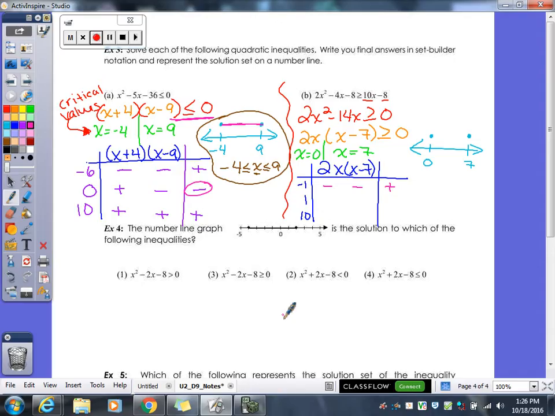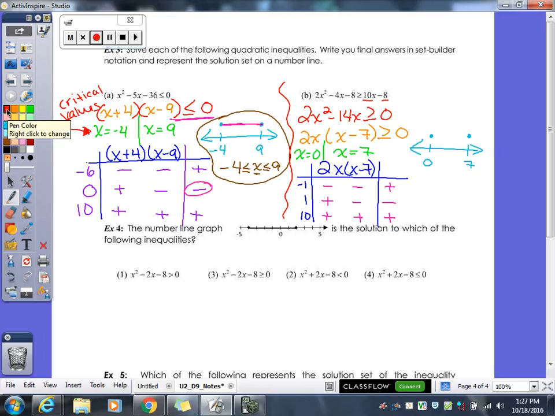All right, so let's test the 1. If I plug 1 in, what kind of a number do I get with the 2? Plug it in with a 7. So positive times negative is negative. So then if we plug in the 10, what kind of a number do we get with the 2? Plug it in with a 7. Positive times positive is positive.